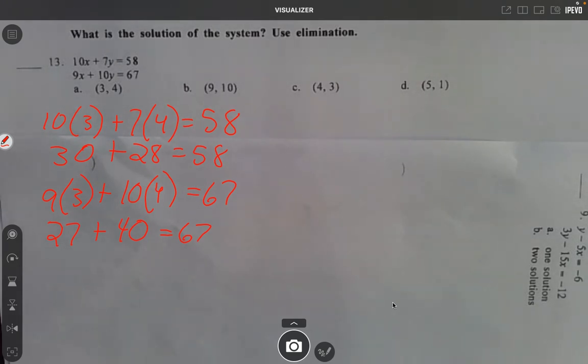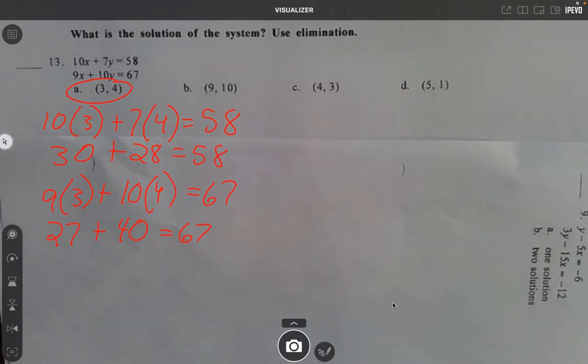It is. Okay, if it wasn't my answer, what would I have to do? Go to the next one. I'm good at using that calculator. You don't even have to write all that out. Just type in your calculator 10 times 3 plus 7 times 4, enter. It gave me that. Okay, 9 times 3 plus 10 times 4, enter. It gave me that.